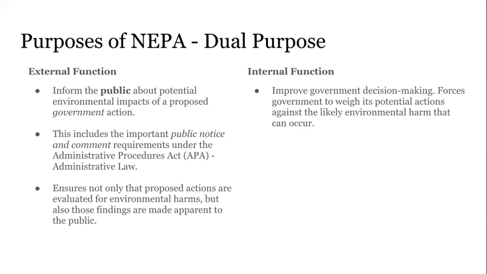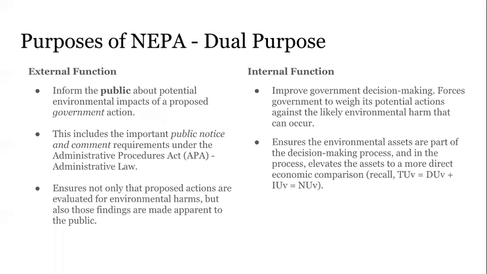The internal function is more of internally within the government. And the idea here is that, look, better information, right, yields better results, better decision-making. So one of the internal purposes, the internal function purpose of NEPA, is to improve government decision-making. It forces government to weigh its potential actions against the likely environmental harm that can occur. And that makes sense. I have better information. I have information before I take action. It allows me to then use that and bring that information into my calculus, into my decision-making process, and ensures that environmental assets are part of the decision-making process. And in that process itself, elevates the assets to a more direct economic comparison.